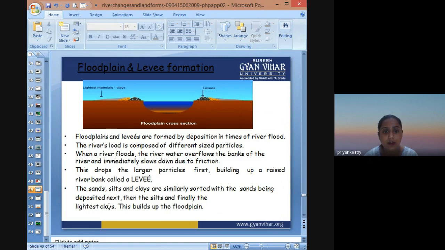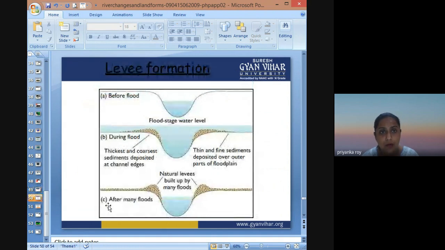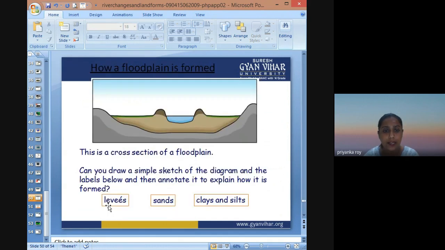The river load is composed of different size particulates, and when a river floods, the river water overflows the bank, breaks the bank and inundates the areas around. So it drops the large particulates first, and it starts depositing the finer particulates, dragging along its course line. Okay, so this is a levee formation, how a levee is formed, and how it can act as a natural barrier towards the flood.